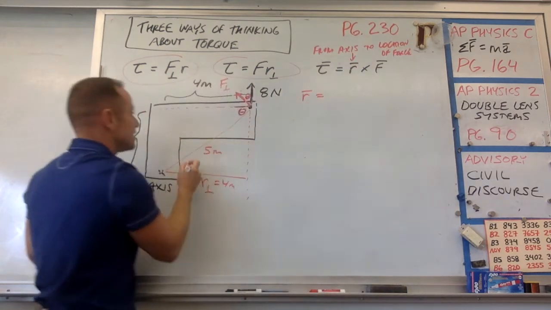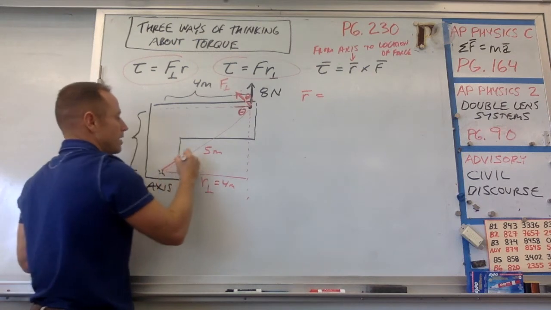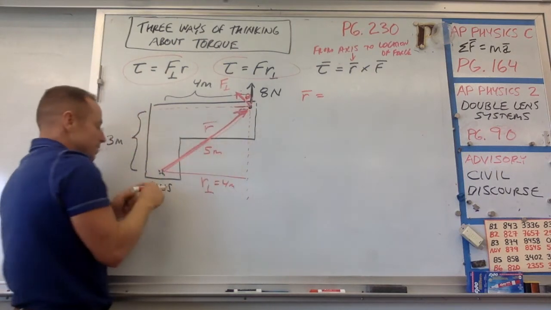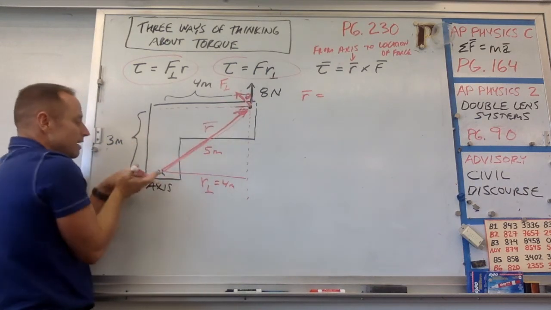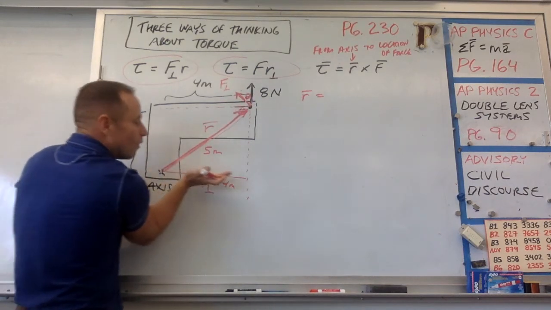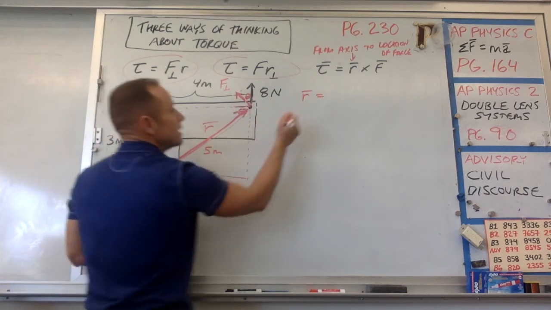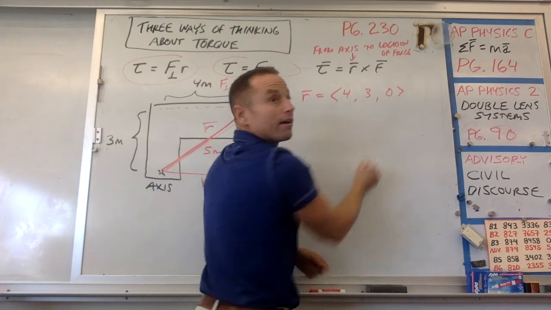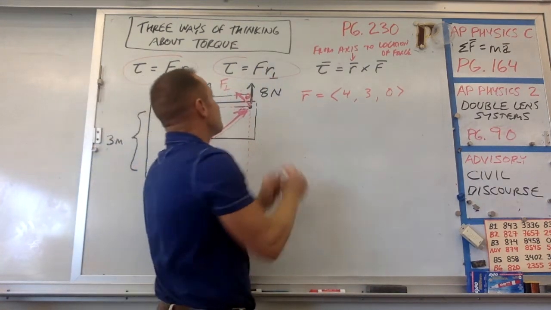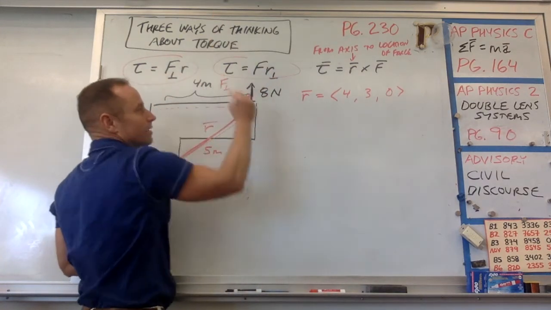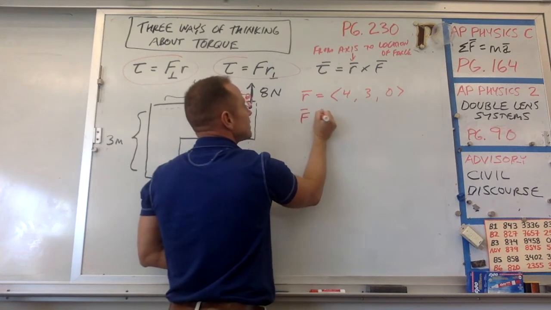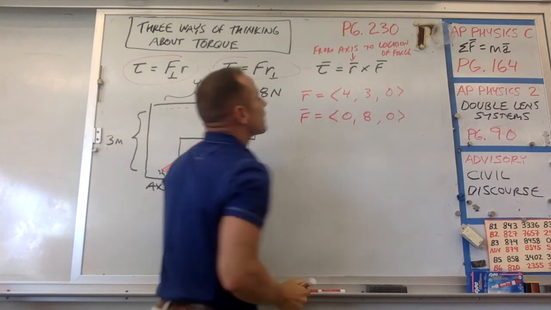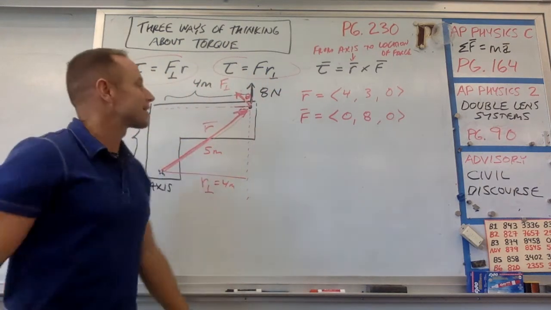So the R vector is, if you add it to this drawing, this thing here, because there's the axis and there's where the force is applied. That R vector is go over 4 and up 3. So it's over 4, up 3, out of the page 0. And then the F vector is pretty easy to write because it's just 8 going up. So the force vector is 0, 8, 0. And what we need to do then is take the cross product of these 2 things.